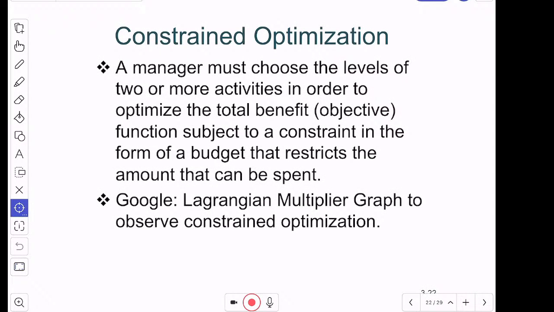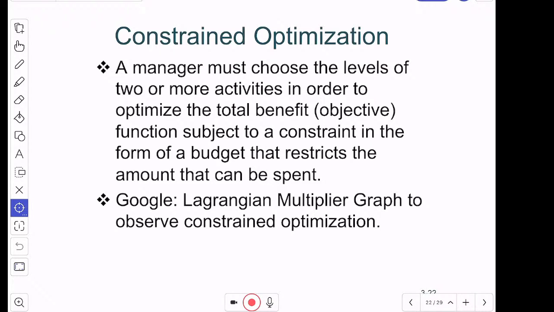So constraint optimization is where a manager must choose the levels of two or more activities in order to optimize the total benefit, subject to a constraint in the form of a budget that restricts the amount that can be spent. And I ask you here to Google Lagrangian multiplier to observe constraint optimization.